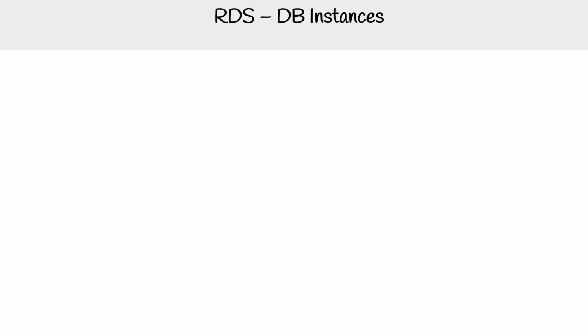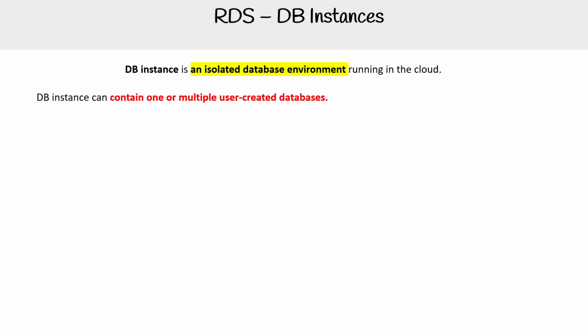Let's take a look here at DB instances. So this is an isolated database environment running in the cloud. A DB instance can contain one or multiple user-created databases. So just understand, you can make multiple databases, but usually it's just one per instance. Some database engines require that a database name be specified.